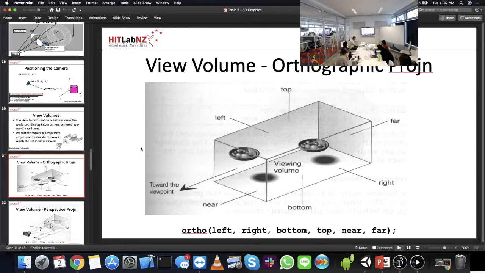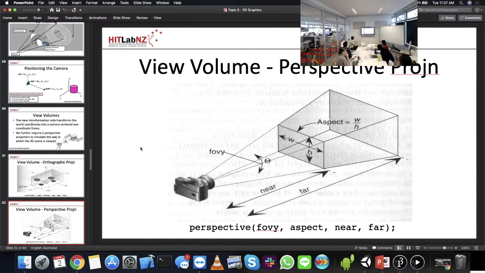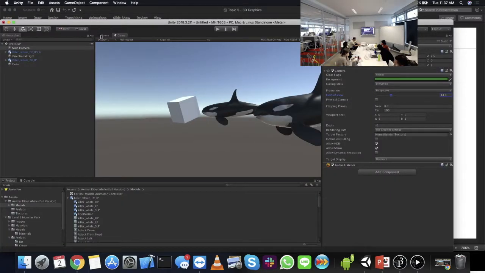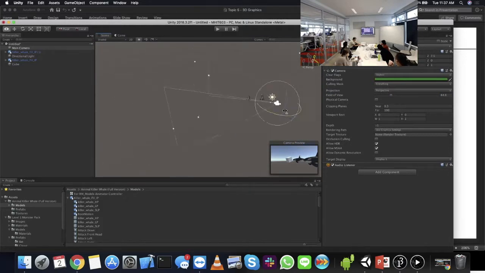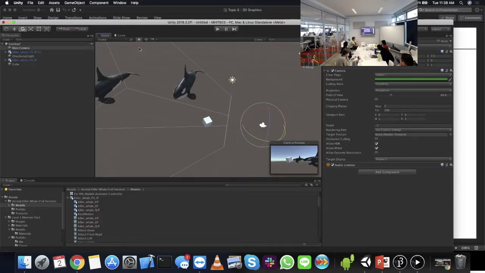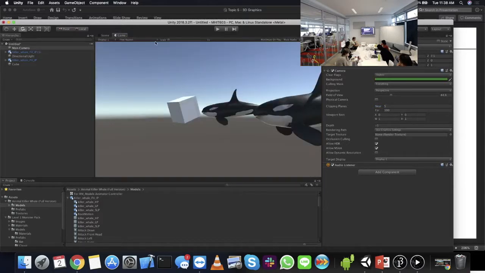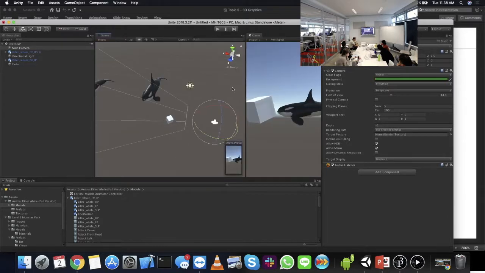Okay, so that's the orthographic projection. As we've just seen, the perspective projection looks like this. So it's more of a pyramid. In Unity, again, I set my clipping plane very close to the camera, but I can actually change that near clipping plane to something a bit more, so we can see that it does actually have a flat top.